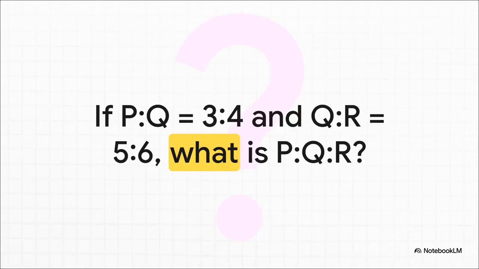All right, next up, a problem straight from a TCS test. Here we have two different ratios, but they share a common element, which is Q. The challenge is to link them together into one long continuous ratio. The whole key here is to make the number for Q the same in both ratios. And the combined ratio is 15 to 20 to 24. So how do we get there?